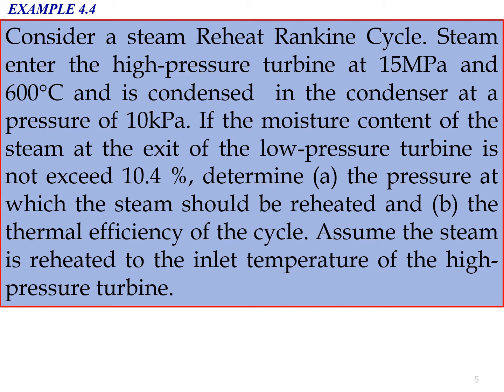Assume the steam is reheated to the inlet temperature of the high pressure turbine. So as you can see here, we have a few pieces of information. At the high pressure turbine, P at state 3 is 50 megapascal and the highest temperature is 600 degrees Celsius. And in the condenser, where the constant pressure heat rejection process occurs, the pressure is 10 kPa.